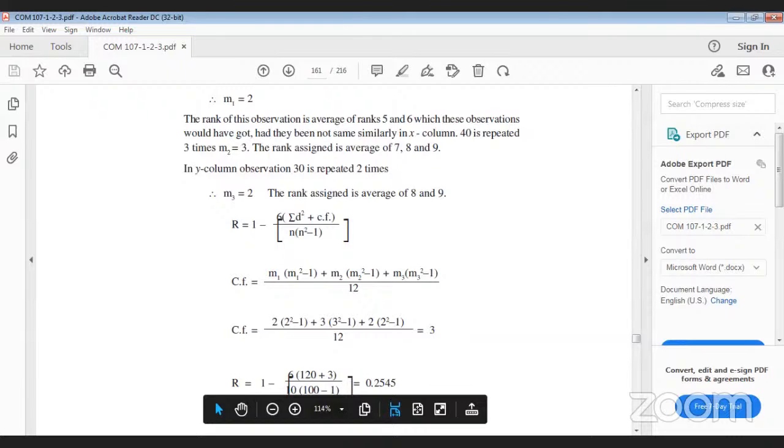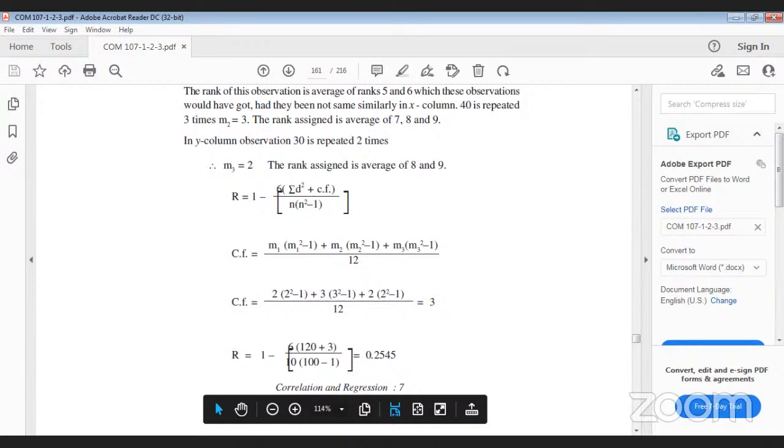Here the correction factor CF is equal to 2 into bracket 2 square minus 1, that is 4 minus 1, 3, that means 3 into 2 is 6, plus 3 into bracket 3 square, that means 9 minus 1 is equal to 8, and 8 into 3 is equal to 24 here, plus 2 into bracket 2 square, that is 4 minus 1 is equal to 3, 3 into 2 is equal to 6, all upon 12 here, and this answer comes to 3 here.